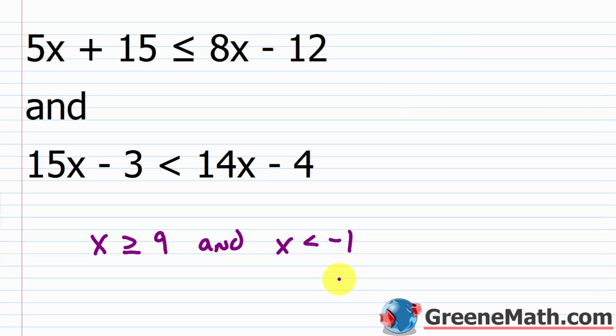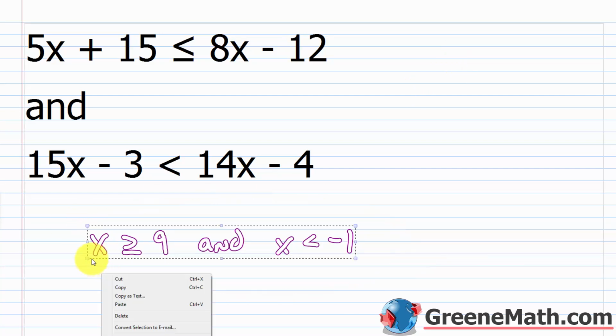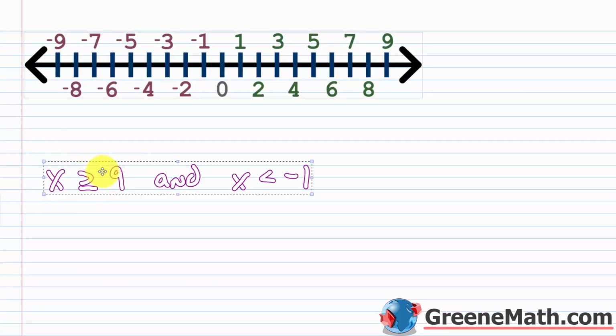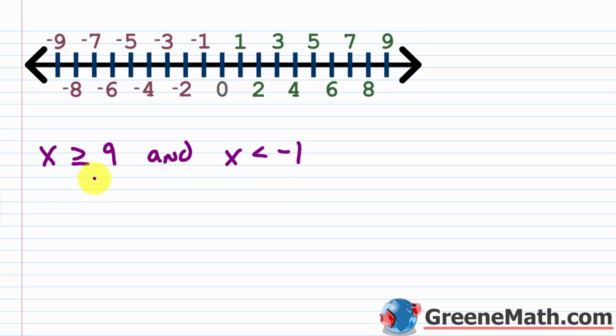Before we think about this, let's look at a number line real quick and see where we get a problem here. Let's first graph x is greater than or equal to 9. At 9, I would put a bracket and I would shade everything to the right. Let's graph x is less than negative 1. At negative 1, I would put a parenthesis facing to the left and I would shade everything to the left here. Now, do you see an overlap between the two solution sets? No, you don't. You can't have a number that is less than negative 1 and greater than or equal to 9.